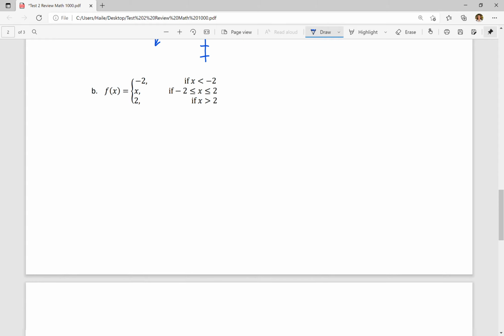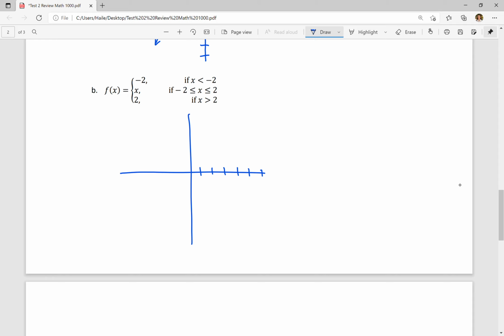So let's try one more example of a piecewise function. This time I have 3 branches. So we have -2 if x is less than -2, x if x is between -2 and 2, and 2 if x is greater than 2. So once again, let me draw my axes here. And I'll mark some values on each axis.